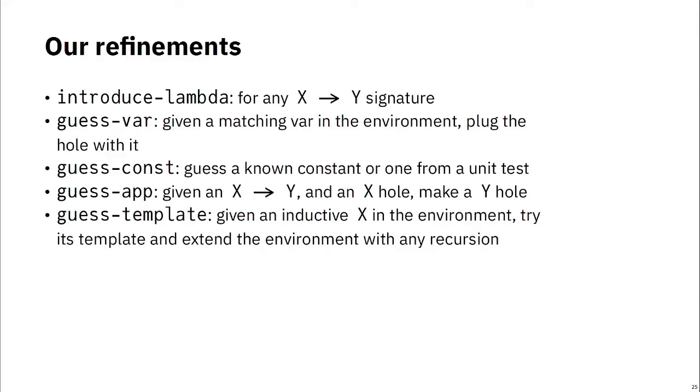Finally, we have guess template, the interesting one. Given an inductive type x in the environment, we can try the template for that signature and then extend the environment in each hole with any recursion. For example, if we had our depth function from earlier, in the node case we will extend the environment with the depth of node left and depth of node right.